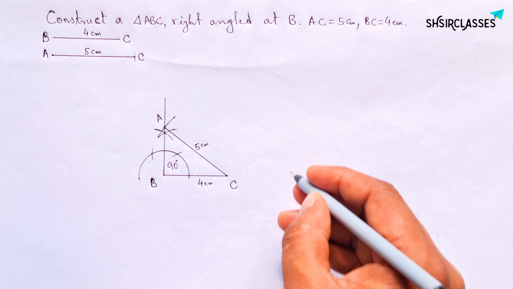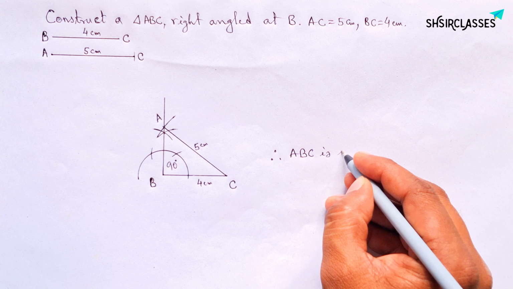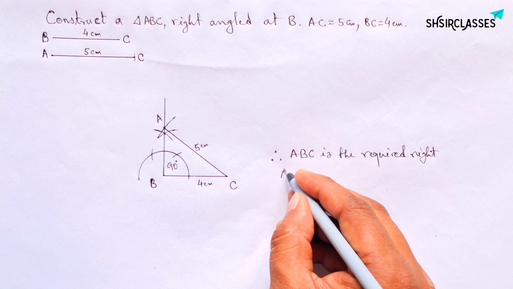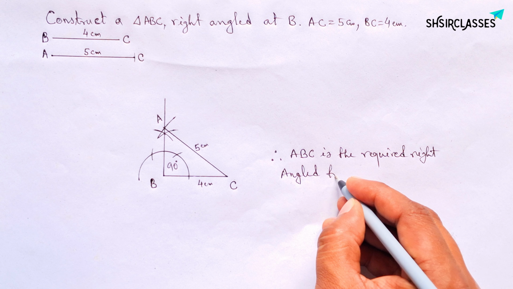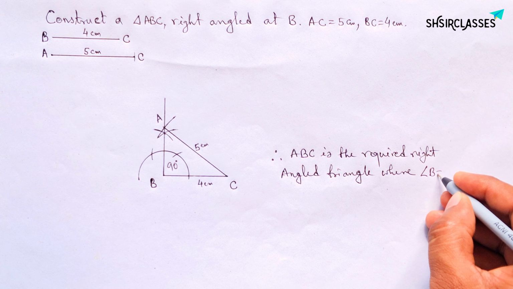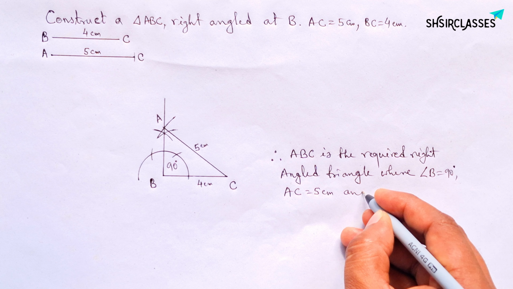So therefore ABC is the required right angled triangle where right angle at B, so angle B equal 90-degree, AC equal 5 centimeter and BC equal 4 centimeter.